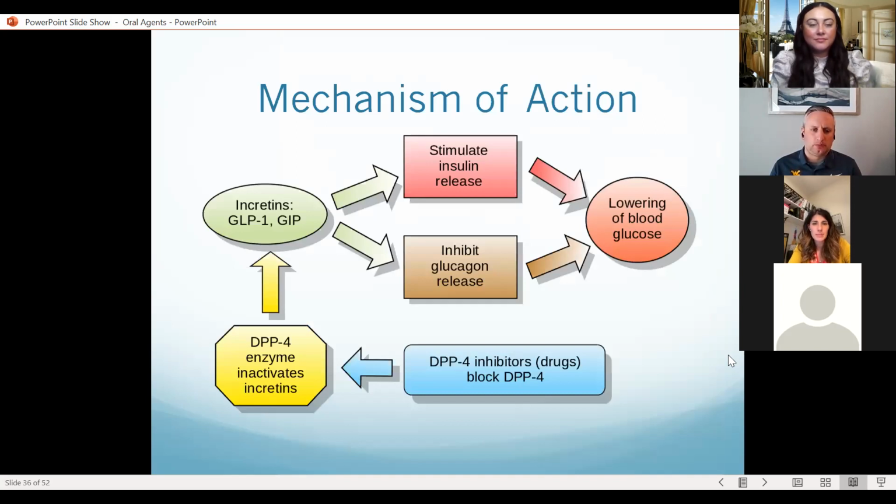Next slide, please. And we talked about this on the previous slide, but I liked this visual to help understand it. So the DPP-4 inhibitors, they block DPP-4. The DPP-4 enzyme is what inactivates incretins. And incretins are those gut hormones called GLP and GIP that are found in all of our own guts. And they work to stimulate insulin release and inhibit glucagon release and lower blood glucose. So the DPP-4 enzyme inactivates them. So we want to block that enzyme from inactivating them with this class of drug. Next slide, please.